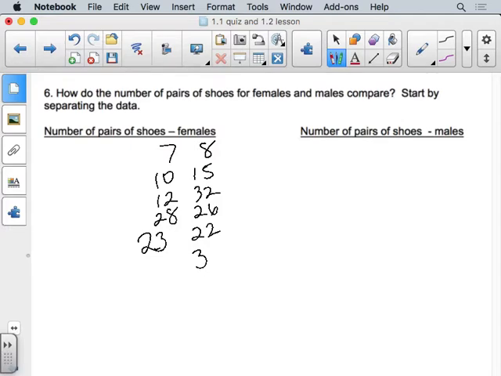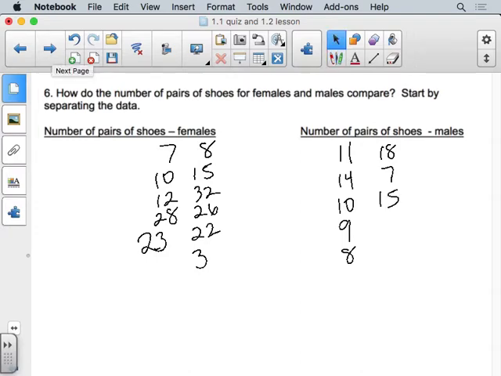Okay, and then there's 11, 14, 10, 9, 8, 18, 7. What was the last one? 15. Okay, alright, sweet. Those are it. You don't necessarily have to write those again, but I want to put these into Statplet. So I want to put them into Statplet.